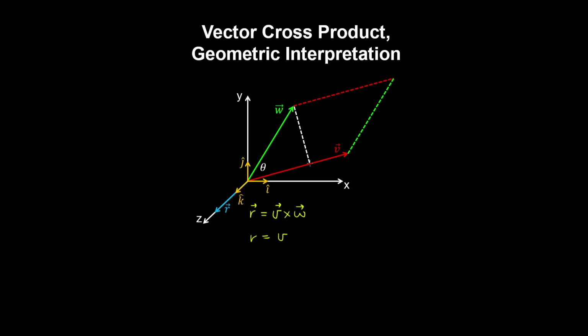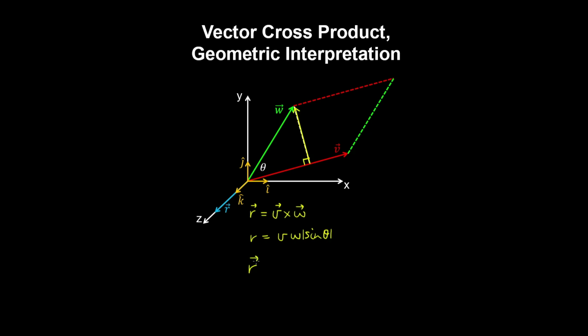multiplied by the magnitude of the vertical component of w, which is the magnitude of w by sine theta, where theta is the angle between the vectors. And because it's a magnitude, we take the absolute value of sine theta. So you can see that geometrically, the cross product gives the area of the parallelogram between those vectors. So basically the base by the height of the parallelogram.